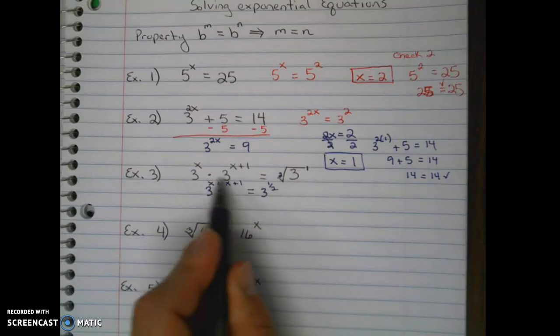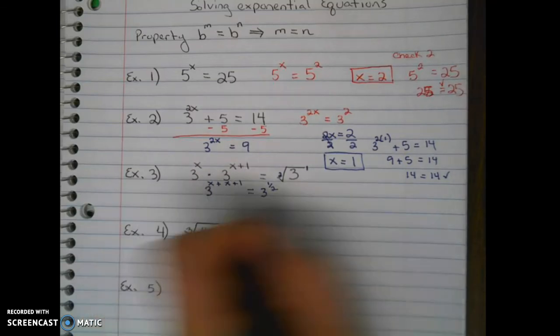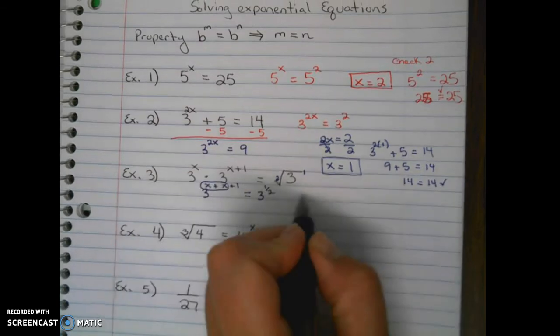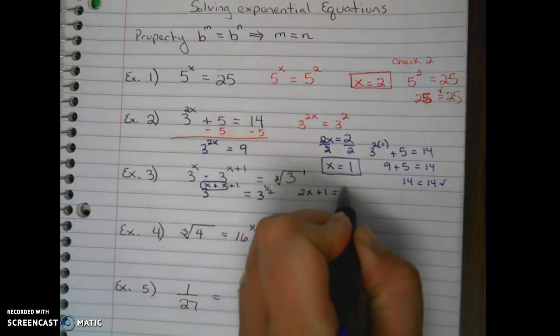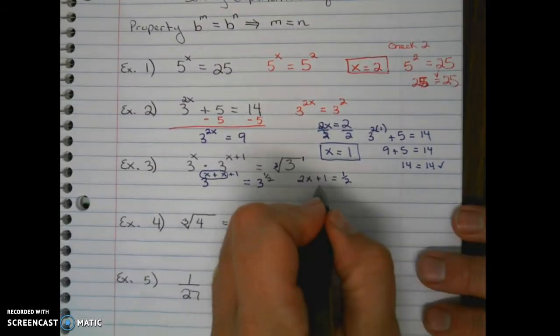I could have combined that but I wanted everybody to see that I was adding the exponents together. So we're going to end up with, and I'm going to go ahead and combine those two right off the bat here, 2x plus 1 equals 1/2. And now we're going to solve.